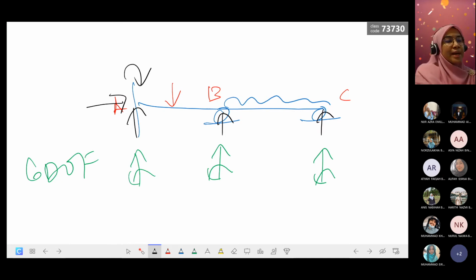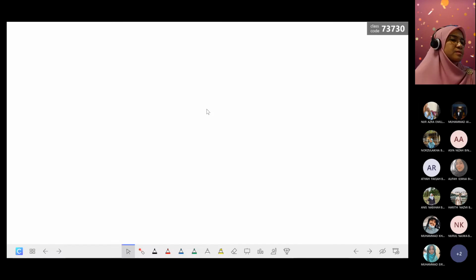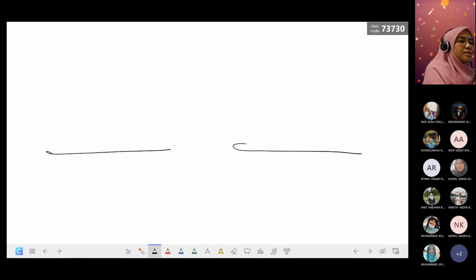5. Tapi dekat A tu kita perlu count ke yang X tu? Yang ni kita akan remove 1. So bila kita remove 1, so total ada how many? Tolak 1? 4. 4 ni pada unconstrained ke constrained? Constraint. Yang ni unconstrained, yang ni constraint. 4 pada constraint.